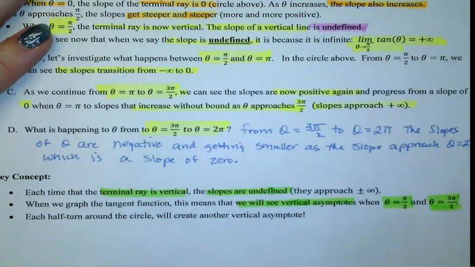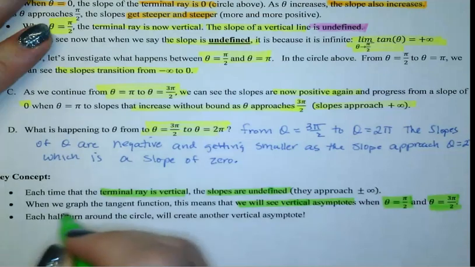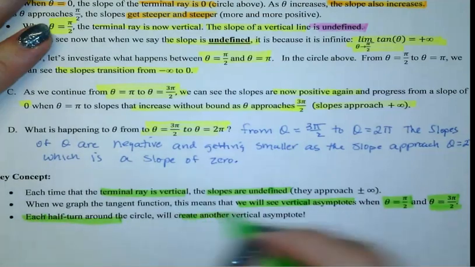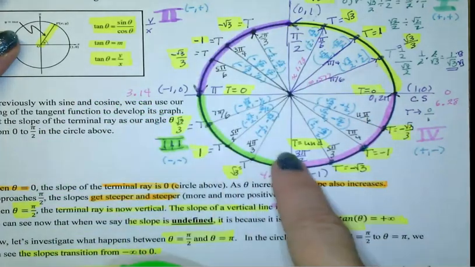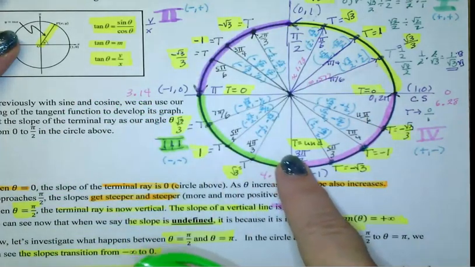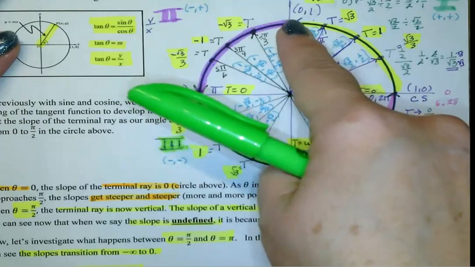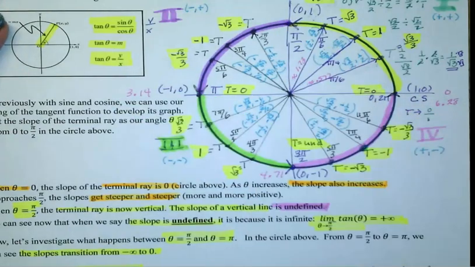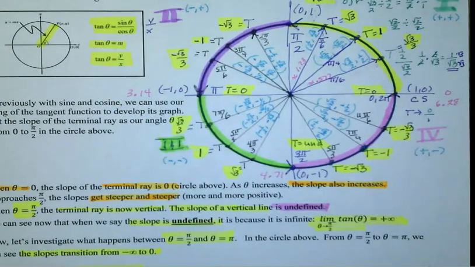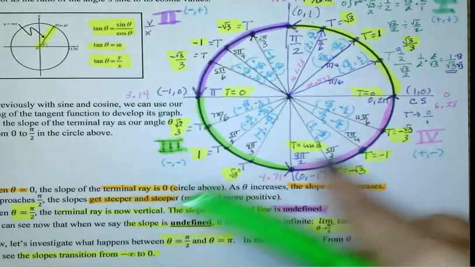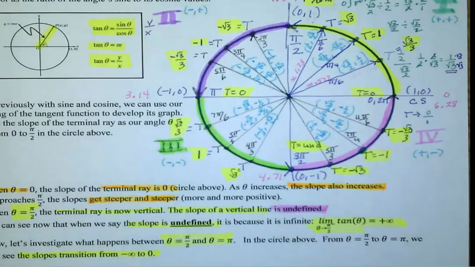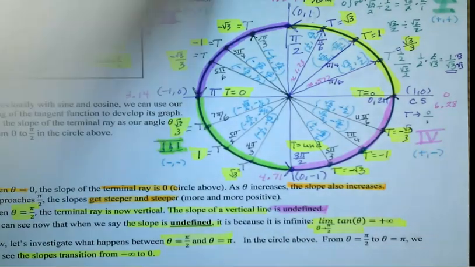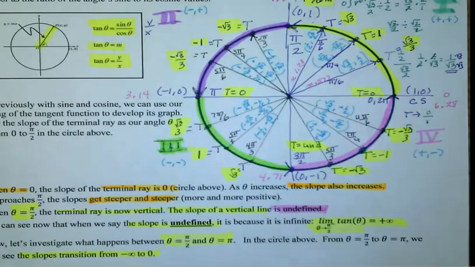So for each half turn around the circle, we're going to create another vertical asymptote. We're going to have a vertical asymptote here. As we travel to here, we're going to have a vertical asymptote. As we travel back up here, we're going to have a vertical asymptote, because remember, unless we restrict it, the circle can go on forever. But every time we do a half turn around the circle, we're going to have undefined slopes. So that's a characteristic we want to think about as we move on to the next part.